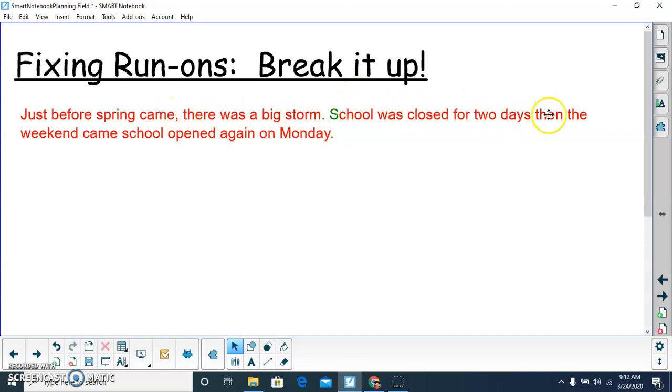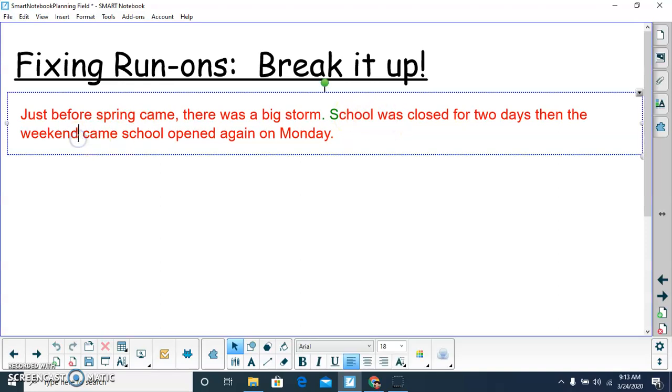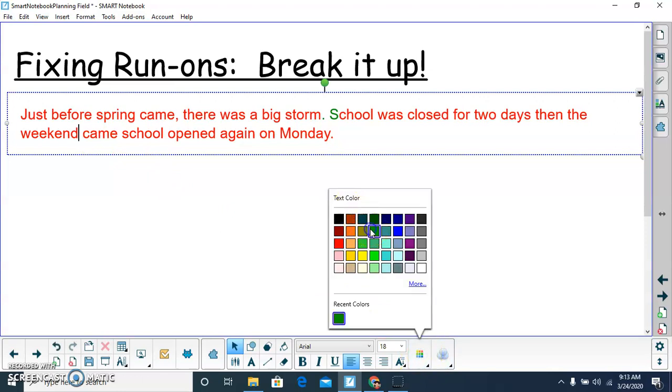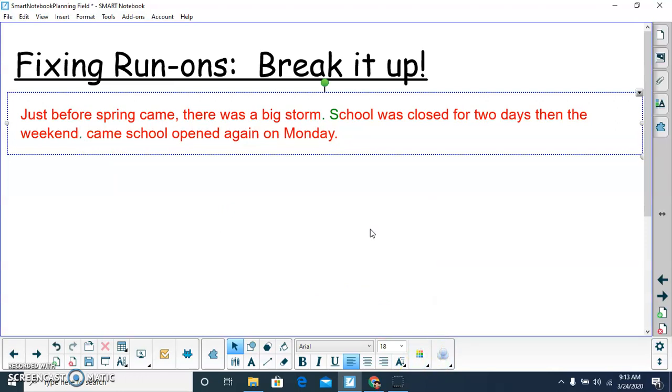School was closed for 2 days. Then the weekend came. School opened again on Monday. Well, school opened again on Monday really doesn't have to do with the weekend. But this other part, the weekend, does have to do with this conjunction connected to school was closed. So I think what I'm going to do is I'm going to make it end at the weekend. All right. I'm going to change color so you can see what I'm doing, and then add a period.